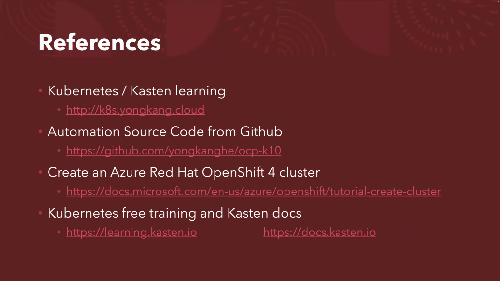So how to learn Kasten, how to learn Kubernetes wider automation, how to create the Kubernetes cluster, how to back up the containers, how to automate all of these. The second one, that's the automation code. It's publicly available from a GitHub page. The third one is the official link from Microsoft talking about how to create an ARO cluster. The bottom two are about Kubernetes free learning, free training, and also the Kasten official documentation page.